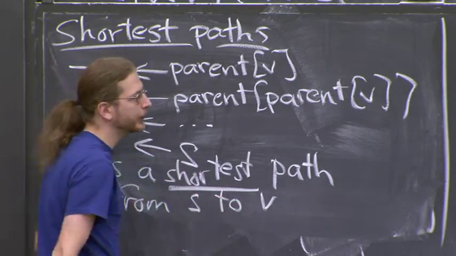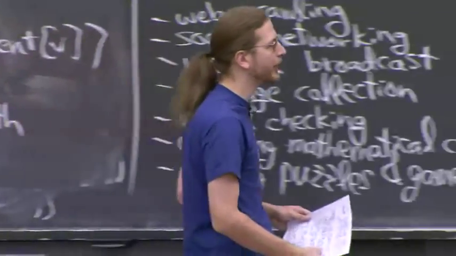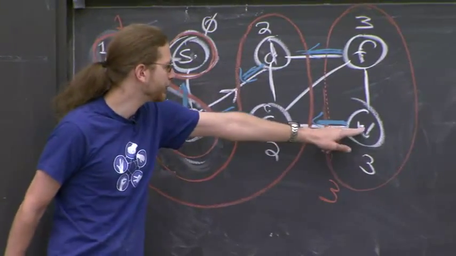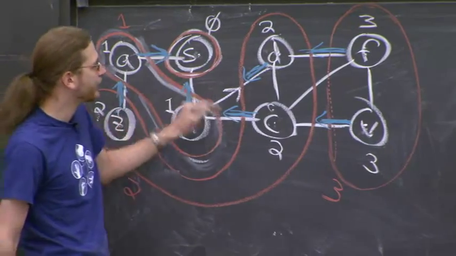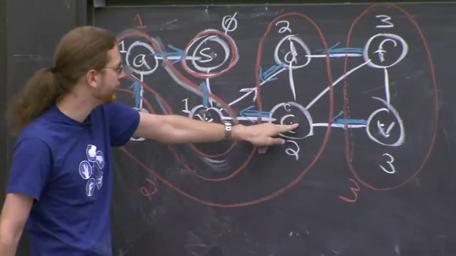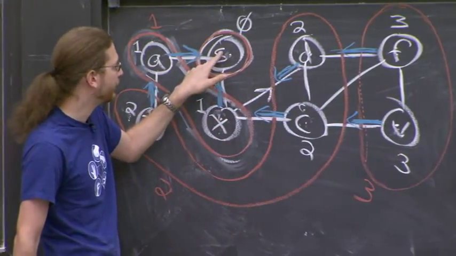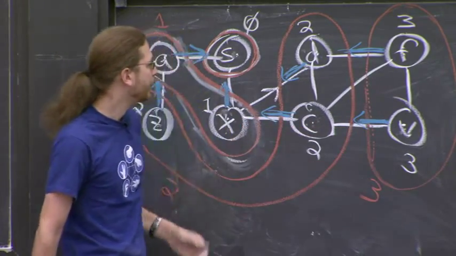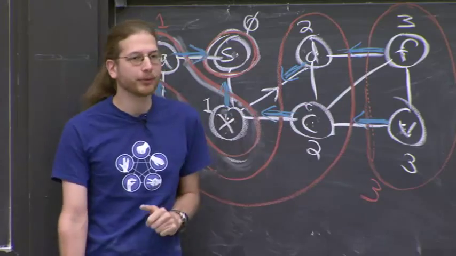Meaning, if you look at all paths in the graph that go from S to V, so say we're going from S to V. We compute this path out of BFS: follow parent of V is C, parent of C is X, parent of X is S. Read it backwards. That gives us a path from S to V. The claim is that it is the shortest way to get from S to V.